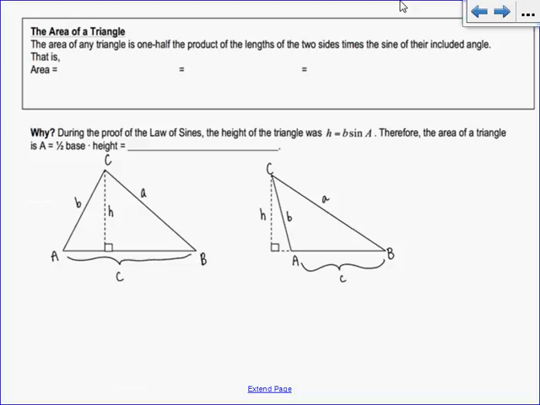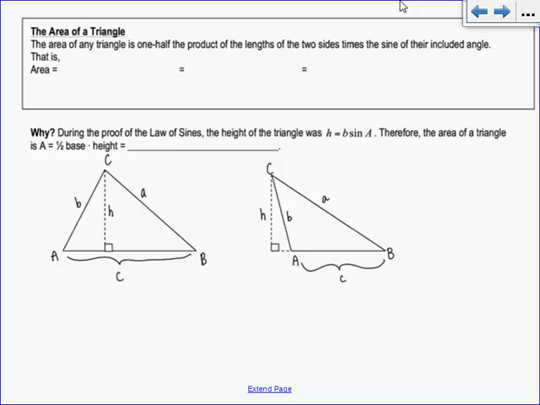All right. Area of triangles. We did not talk about this in Algebra 2. So these are new formulas. All right, I will give you these formulas if it's on your final or your practice test. So it says the area of any triangle is 1/2 the product of the lengths of the two sides times the sine of their included angle.